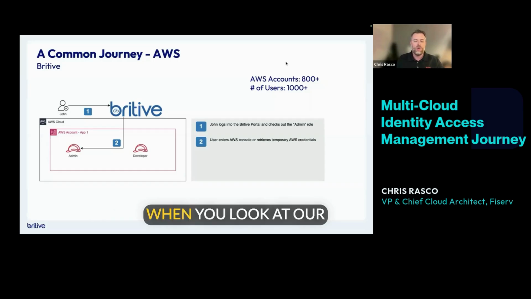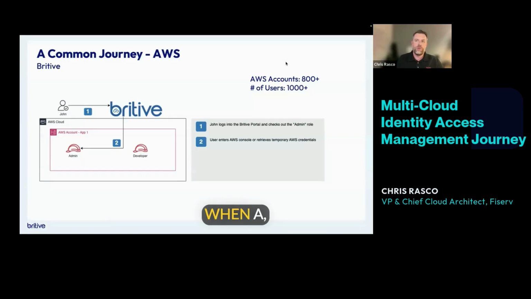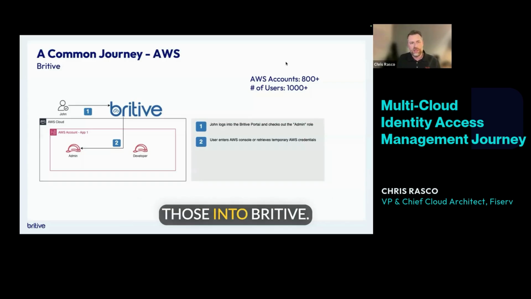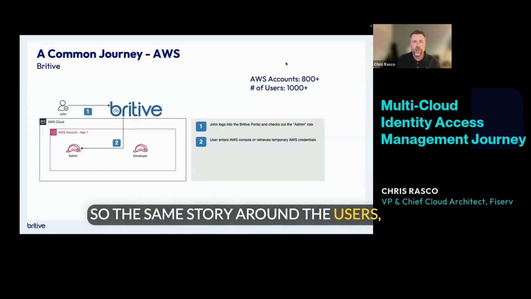So when you look at our cloud footprint today, there's thousands of service principals in Azure, thousands of IAM users, which is the construct we use for service accounts in AWS when a role assigned to an AWS service is not sufficient. And so we are in the process now of figuring out what's the right way to deconstruct that. We do have automation in place that handles the creation of those native constructs today, but the goal is to move those into Britive.